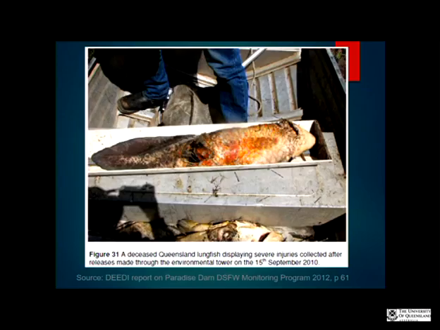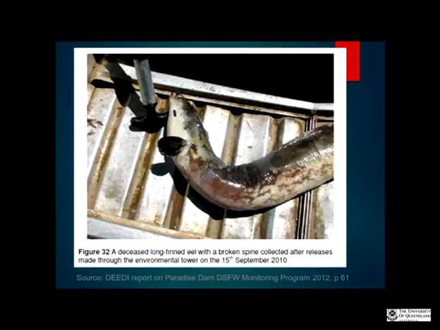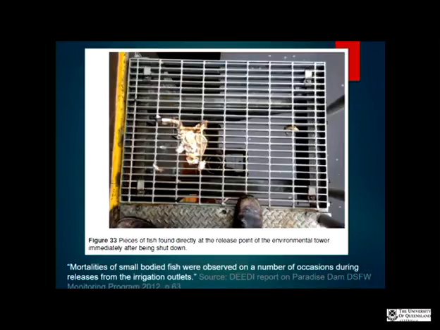This one's alive but has severe injuries after making its way through the environmental tower. This one has a broken spine. This is really gross. So they were releasing water through the environmental tower, so they were sucking it in, and the fish were being sucked through the grid at the same time.